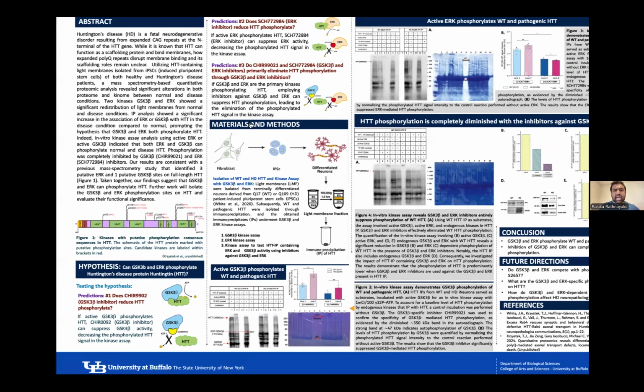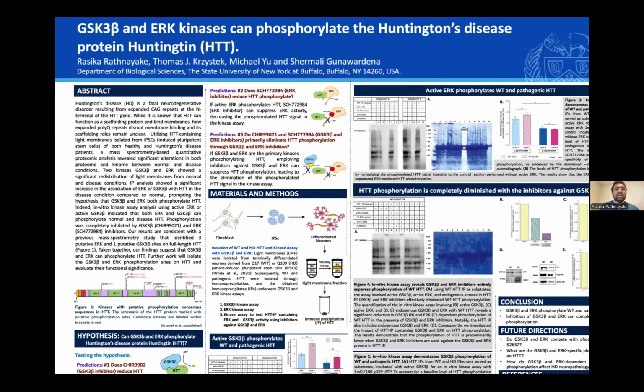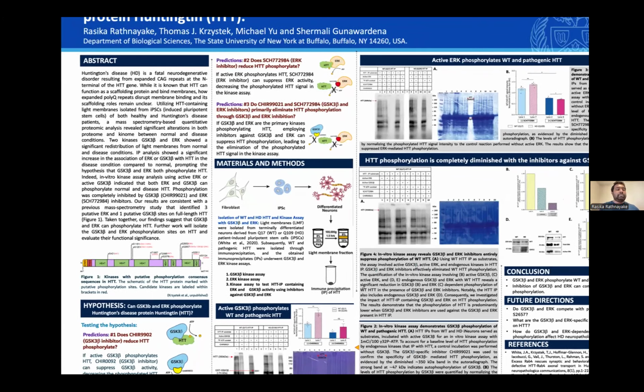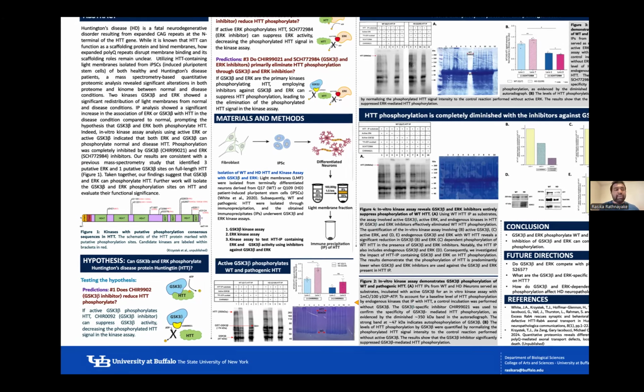Our next major target of Huntingtin phosphorylation was ERK. Therefore, our next prediction was that ERK phosphorylates Huntingtin. So to test and confirm this, we used inhibitors against ERK. As Huntingtin has multiple phosphorylation sites, to test the extent of Huntingtin phosphorylation by using both enzymes, we used different combinations of inhibitors.